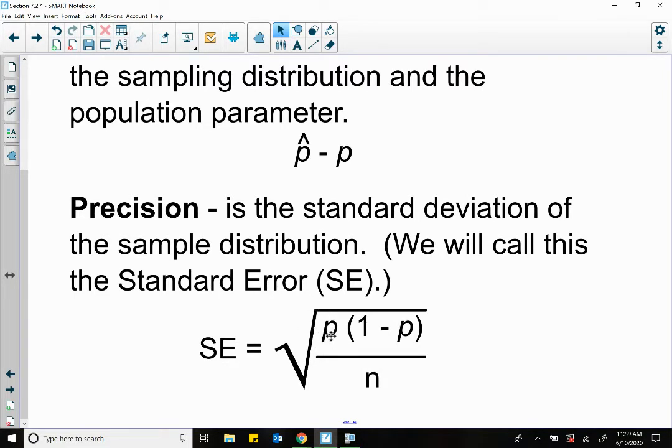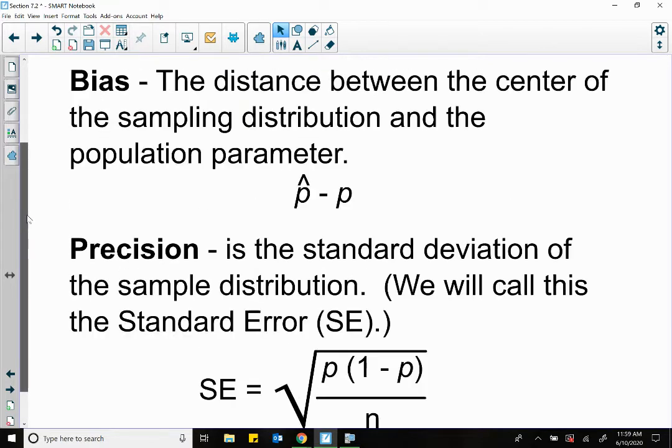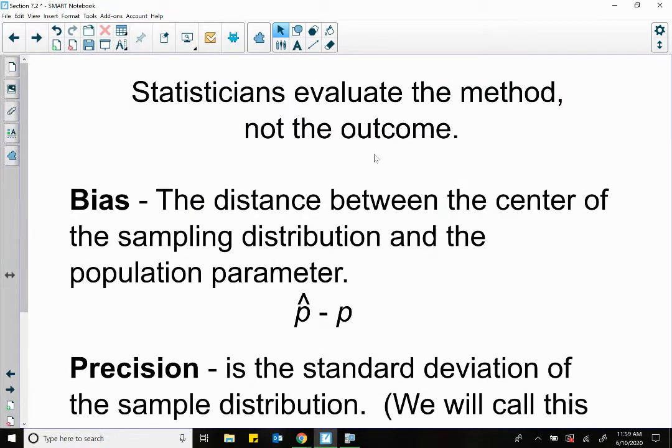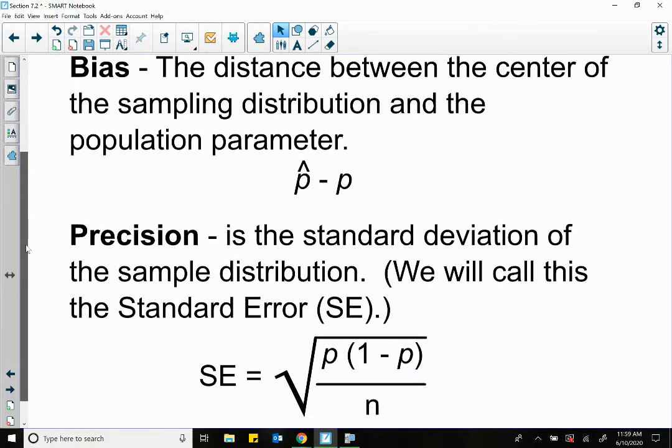But for what we know right now, we will have the population parameter for us. So this is what we call standard error, and we use these two pieces, bias and precision, to help us evaluate the method. A little math: you're definitely going to be using that graphing calculator. You have a little bit of subtraction and a little bit of square rooting. It's very, very simple formulas.